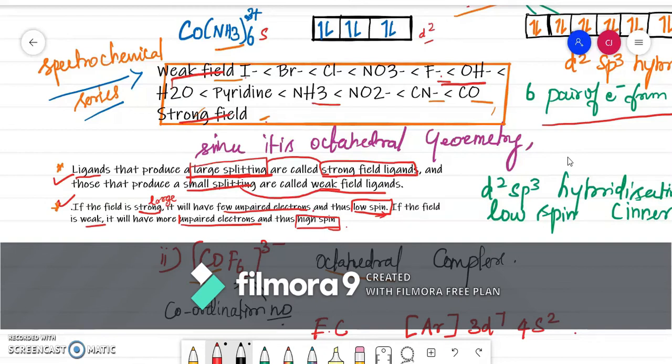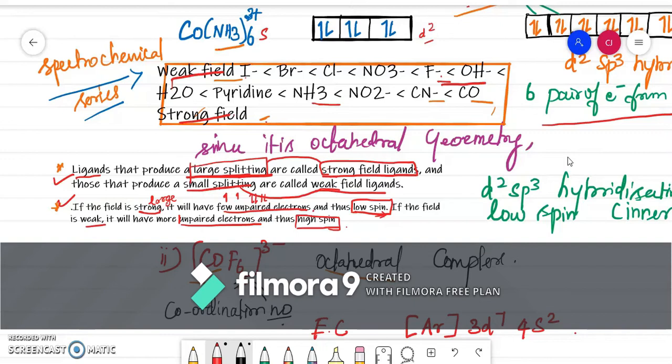If the field is strong, then it will make few unpaired electrons, only one, or 2 unpaired electrons will be there, otherwise all the electrons will be paired. So this is the way it will happen. That is going to be a low spin, where all the electrons are paired. Now we got that all the electrons are paired in the first complex, so there is a low spin in the first complex, Co(NH3)6 3+.